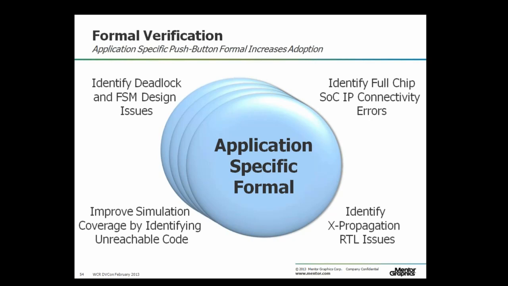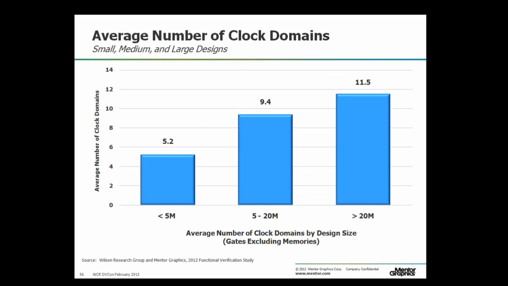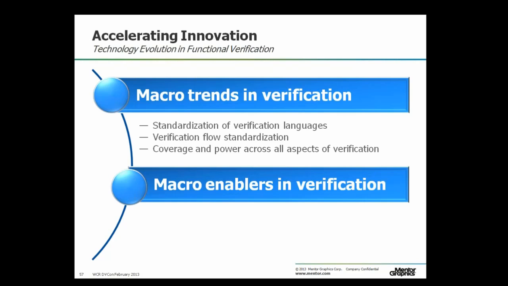So here are some areas where we're applying formal in an application-specific way, making it push button so that it's more easy to adopt. So verifying FSMs, interconnectivity, we talked about that a little bit earlier, identifying X propagation and RTL issues, as well as, again, improving simulation coverage by identifying unreachable code. And one of the earlier areas of application-specific formal verification, which is combining formal and functional technology for verifying clock domain crossings, which is a good thing because as designs are getting larger, we're seeing 9, 10, 11 clock domains on some of these larger designs.